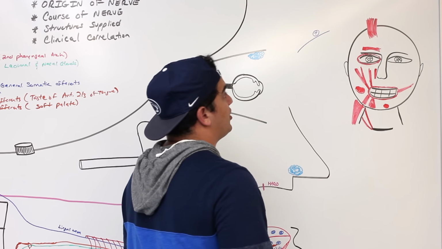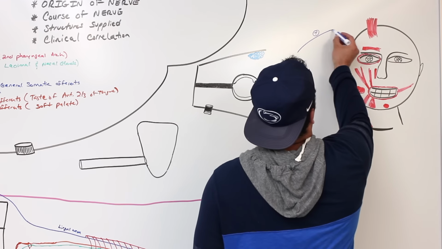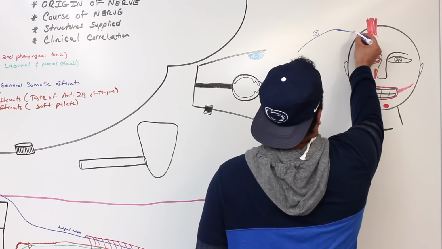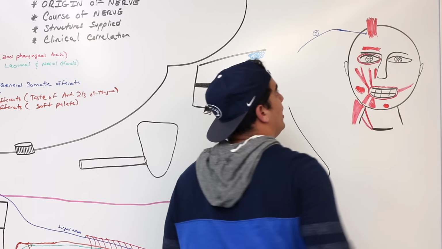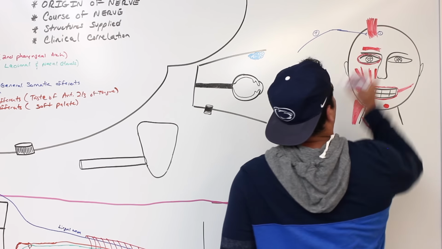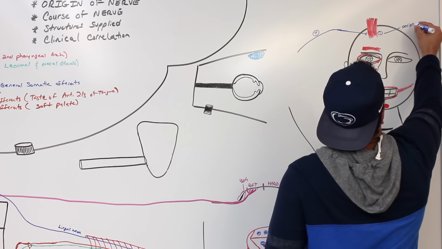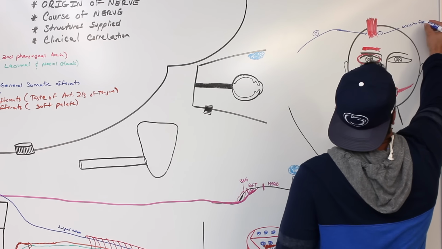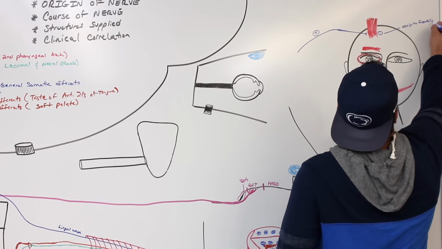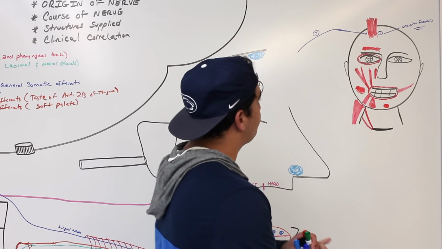The temporal branch is going to supply what? It can supply a bunch of different structures. We're not going to go over every single one of them, but some of the big ones is it's going to supply this muscle right here. We'll denote this muscle 1. This muscle is called the occipitofrontalis. Or you can just call it the frontalis if you want. It's the frontal belly, right? So it's called the frontalis.